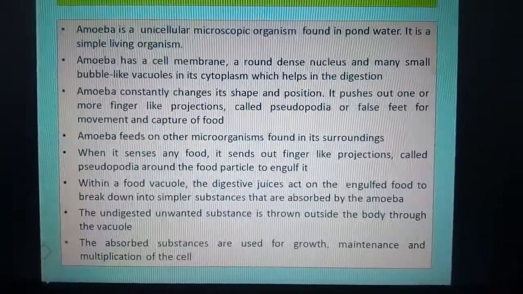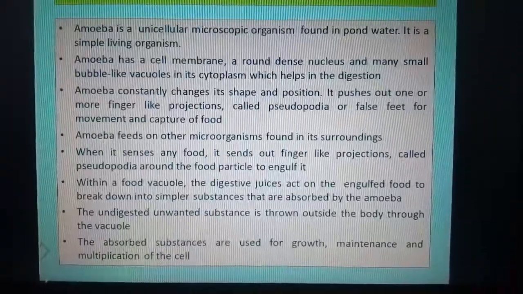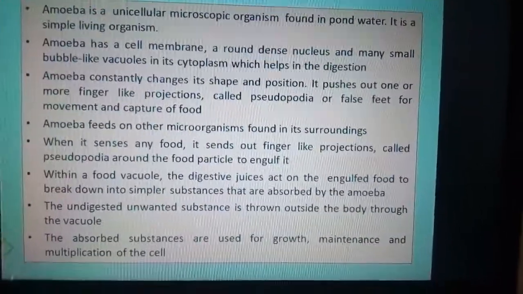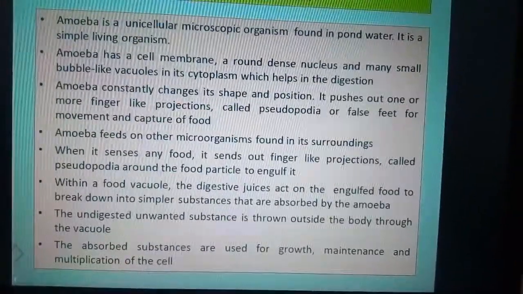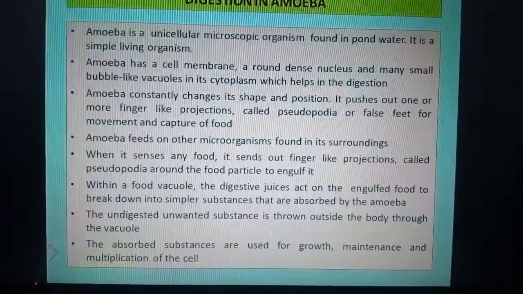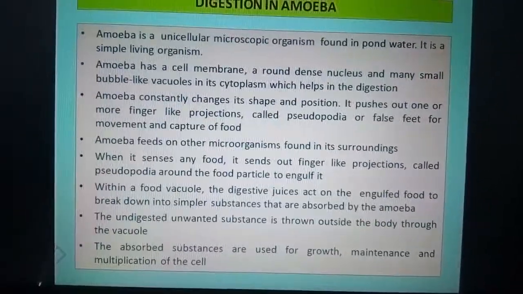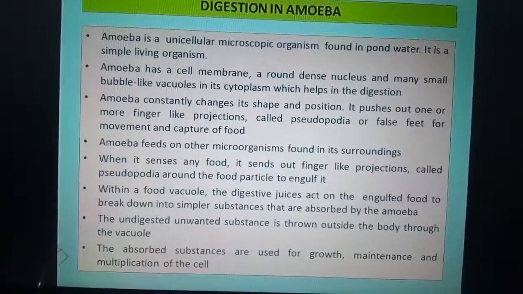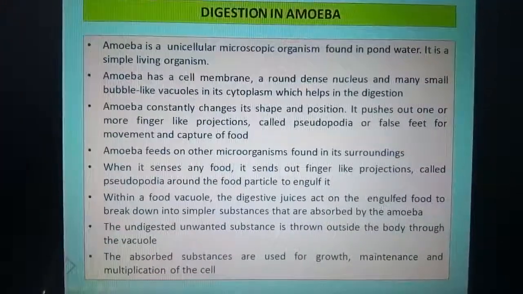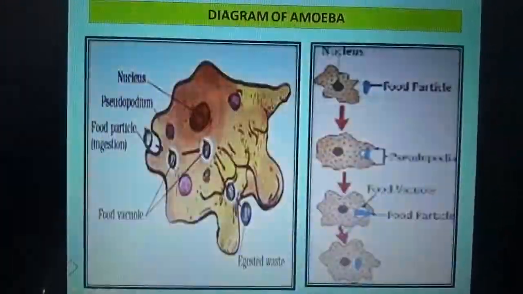Within a food vacuole, the digestive juices act on the engulfed food to break it down into simpler substances that are absorbed by the amoeba. The undigested, unwanted substance is thrown outside the body. The absorbed substances are used for the growth, maintenance and multiplication of the cell.